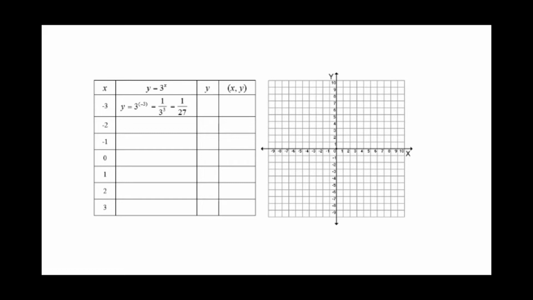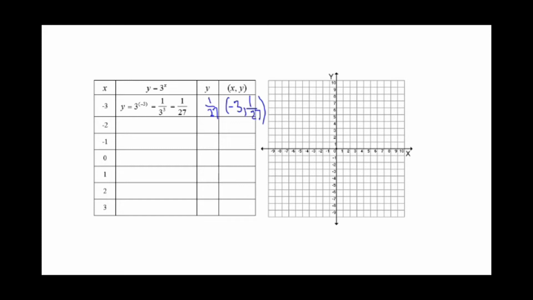Remember when we covered this last semester, exponential law: when you have a negative exponent, all you have to do is drop that negative sign and put it under 1 as a fraction. So that's how they get 1 over 3 cubed. So you just solve this. 3 to the third power is 27. So it's 1 over 27. That is my y value. So that means my point will be negative 3 and 1 over 27.